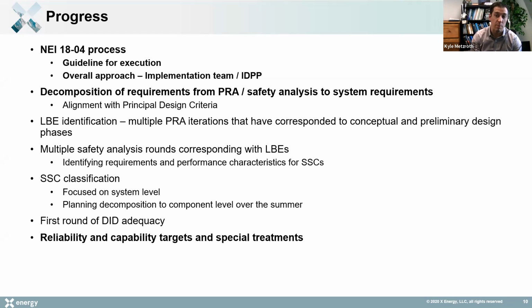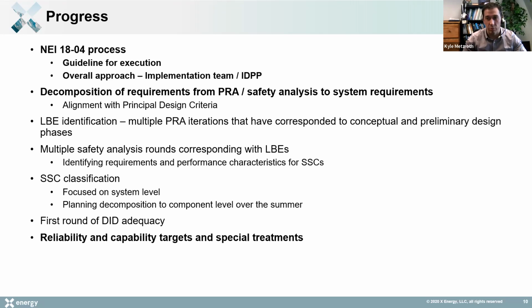NEI 1804 has a methodology that's presented in it for how to go do all of these items, but that's very different than how you implement it within an organization within the context of an evolving design. And so we have had to develop our approach for how we implement NEI 1804 within the context of the Xe-100 project.